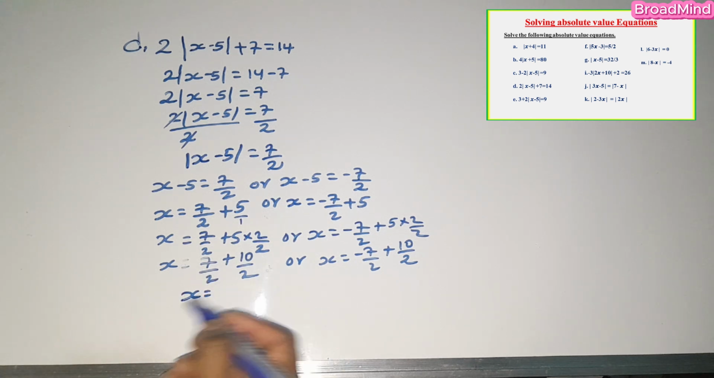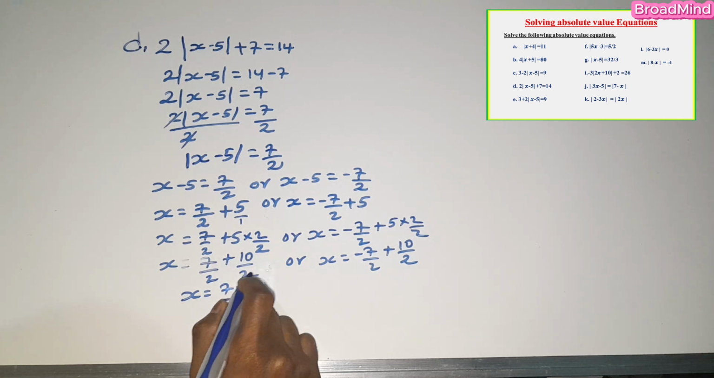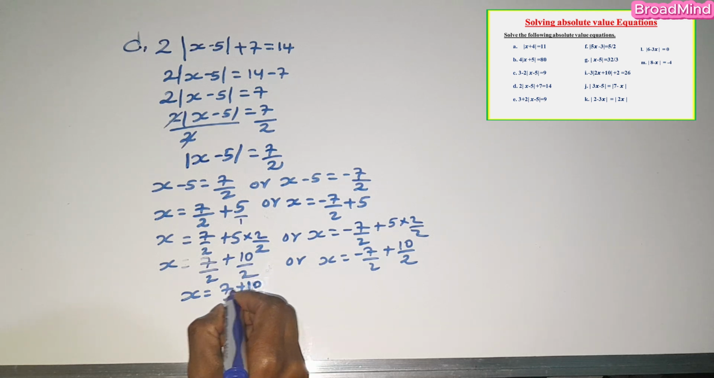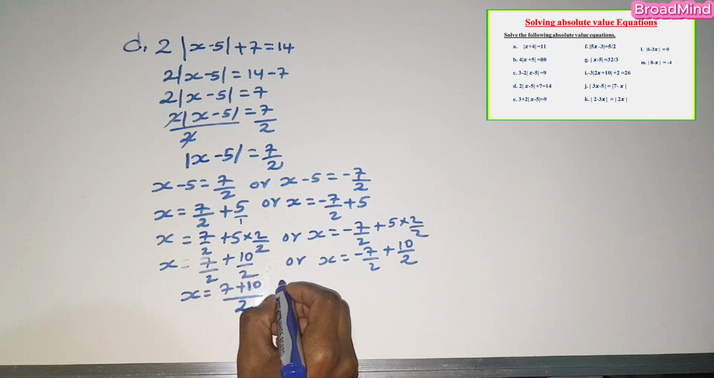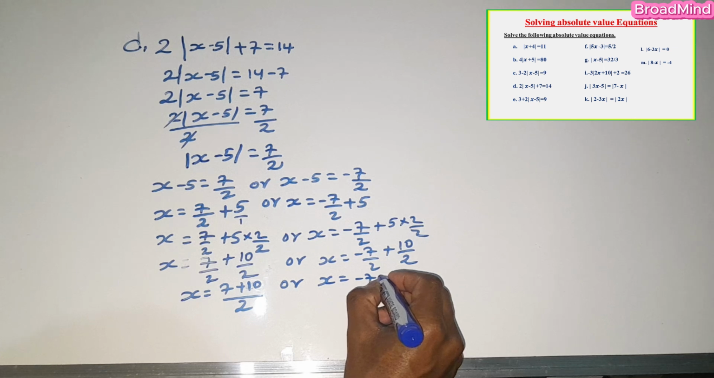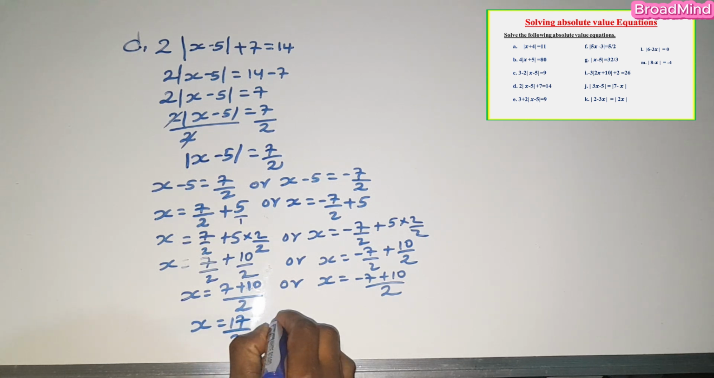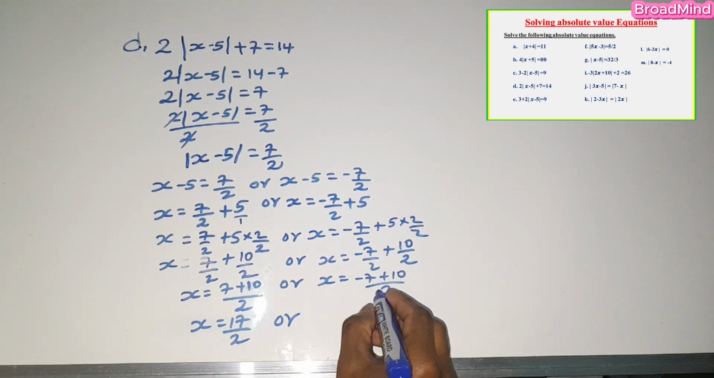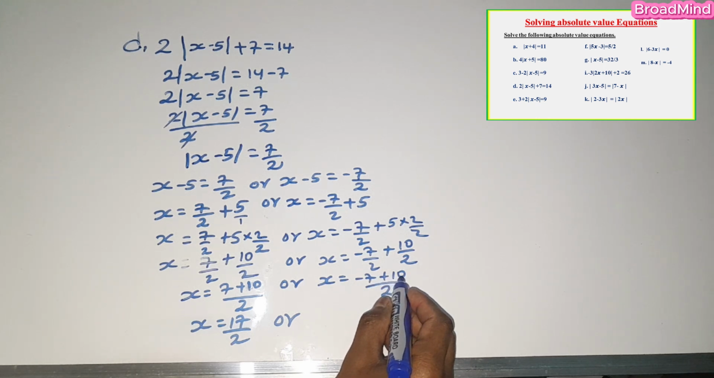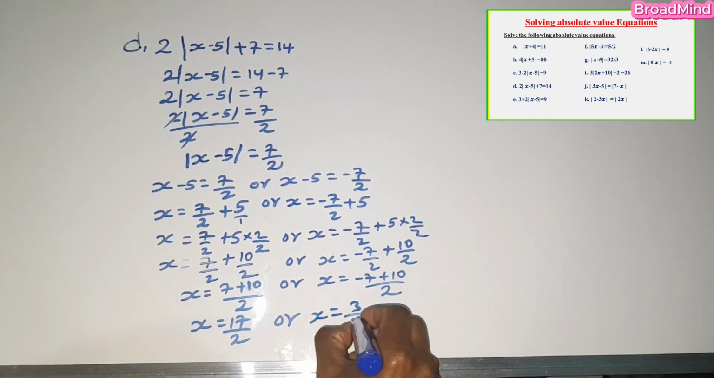Here x is equal to 7 plus 10 over 2, or x is equal to negative 7 plus 10 over 2. X is equal to 7 plus 10, 17 over 2, or in this case you can write like this: negative 7 plus 10 means 10 minus 7, then x is equal to 3 over 2.